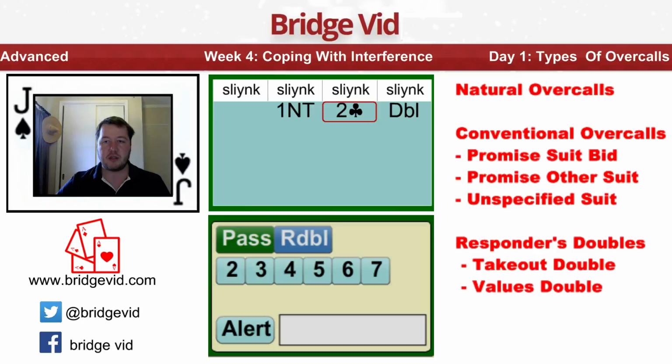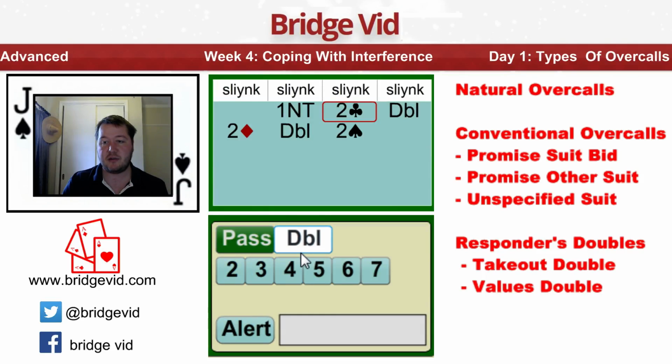Okay, so the general rule here is if they've promised the suit that they've actually bid, we use a takeout double. If they haven't promised the suit that they've actually bid, we use a values double. Now, takeout, very intuitive. I've got the other suits. Please bid one. Values double is just promises 8 or more points. So you're an invitational or better hand. And after a values double, any next double would be takeout.